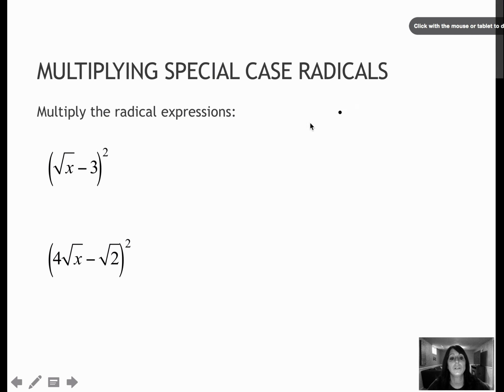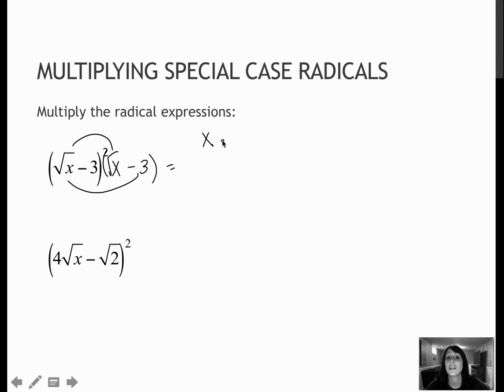Another special case radical would be a square. So if it's a perfect square, remember we had that rule before. If you had a perfect square, you would square the first term, twice the middle term, square the last term. If you don't remember that shortcut, remember that you would then just write it out twice and then FOIL. So radical x times radical x would give me x. Radical x times minus 3 gives me minus 3 radical x. And another minus 3 radical x. And then, of course, my last one would give me plus 9.